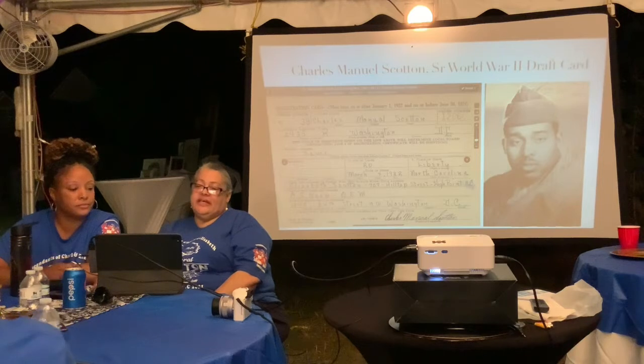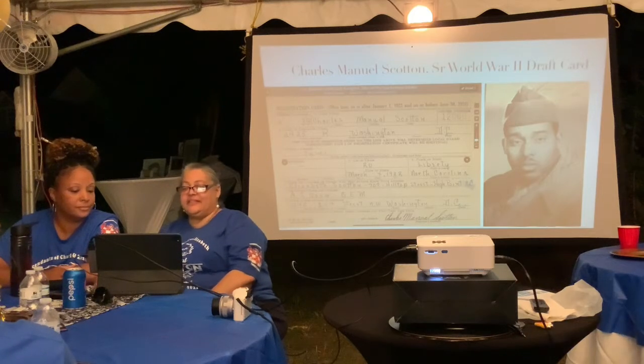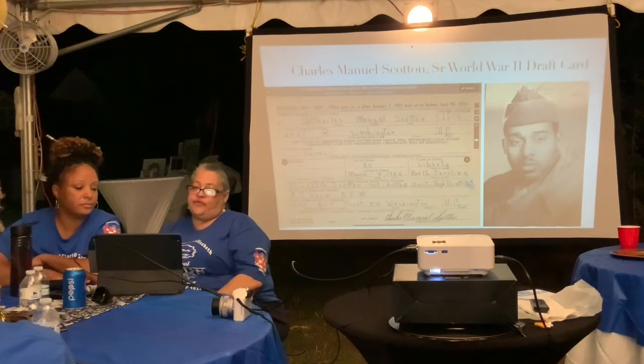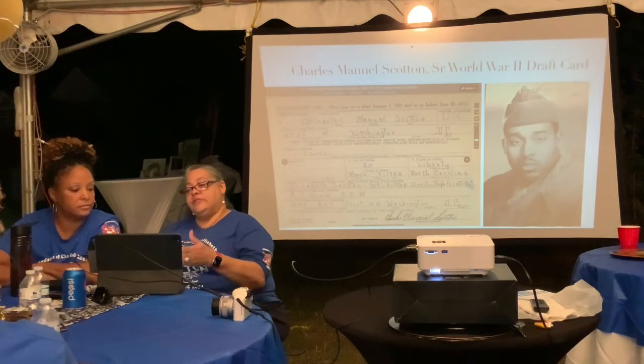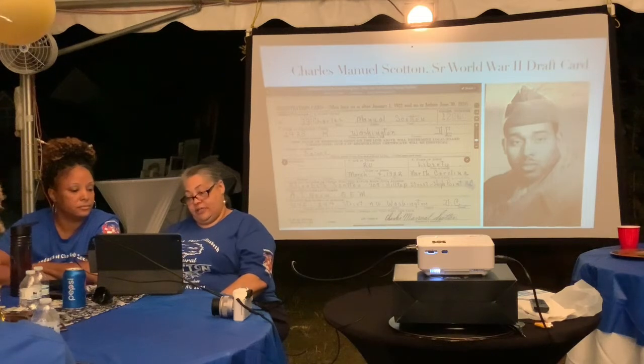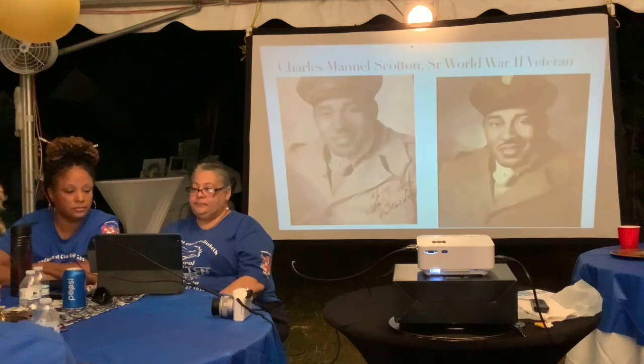This is Granddaddy's World War II draft card. And as you can see, this handsome man is on the other side. When he signed up for the draft, he was 20 years old, and at the time he was working in Washington, D.C. Grandma was in North Carolina, but Granddaddy was in D.C. because he was working at the time.